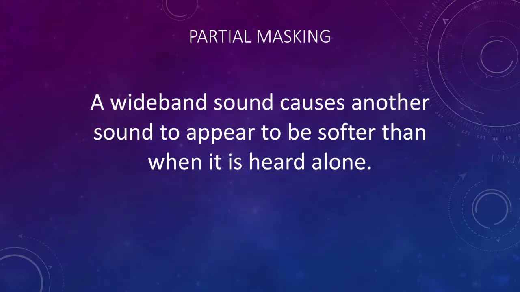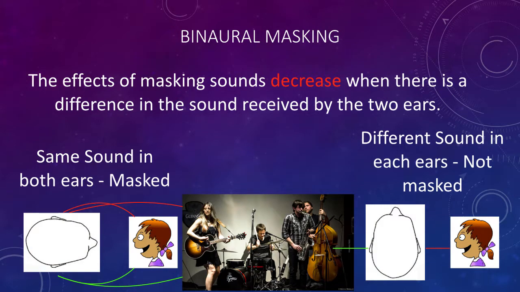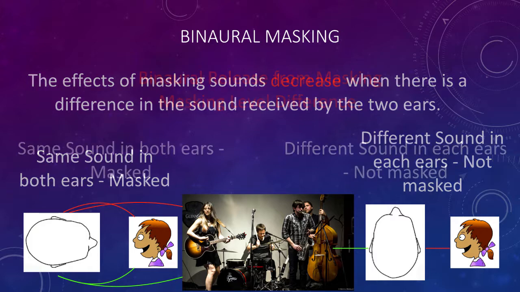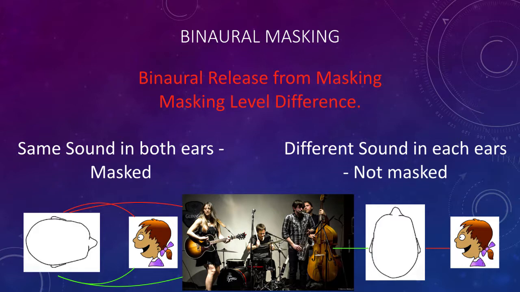Partial masking is when a wideband sound causes another sound to appear to be softer than when it's heard alone. Our binaural hearing also has an effect on masking. When listening with 2 ears rather than one, the effects of masking decrease when there is a difference in the sound received by the 2 ears. This is called binaural release from masking, or masking level difference.